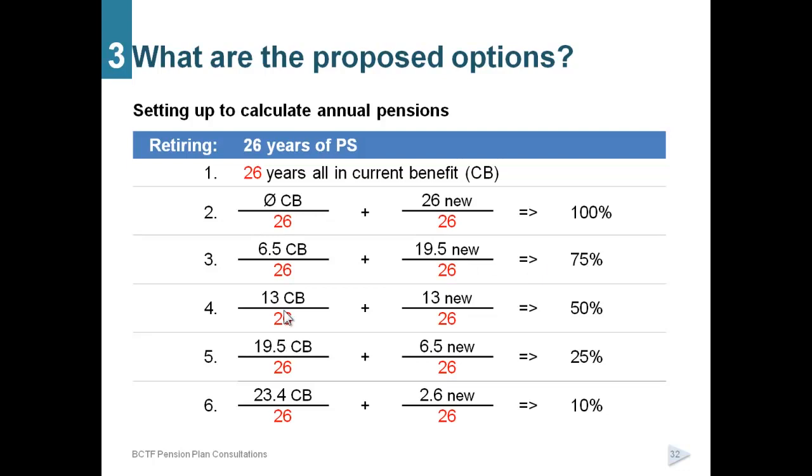Fourth row, half and half. Fifth row, a large amount of service in the current plan, a handful in the new plan. The sixth row, most of the service in the current plan and a few years in the new plan. These rows will be shown in the calculations in the following tables.